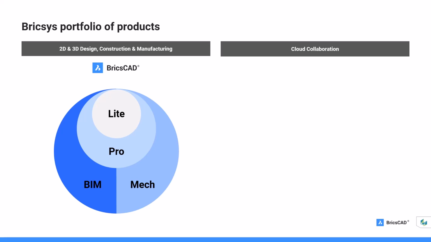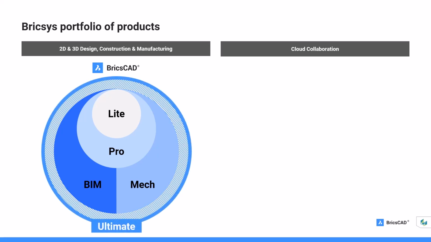BricsCAD Mechanical is a solution designed for manufacturers, allowing them to develop product assemblies quickly and effectively. It is unique in its position, providing the optimum 2D and 3D mechanical design solution without the unnecessary cost and complexity of traditional CAD products. It offers the perfect feature set for many manufacturers at the very right price, making true mechanical design far more accessible for small to medium organizations.